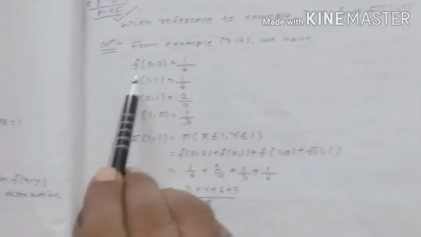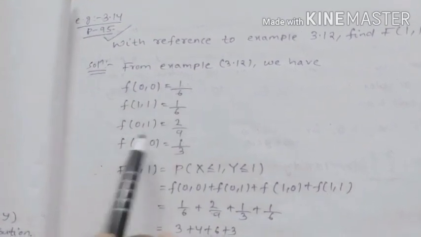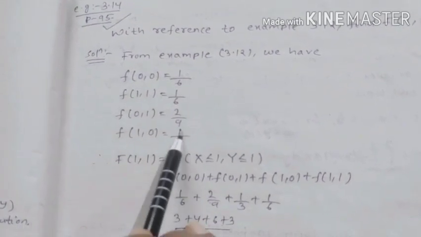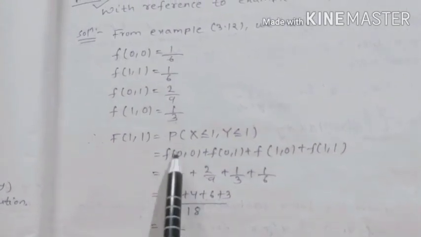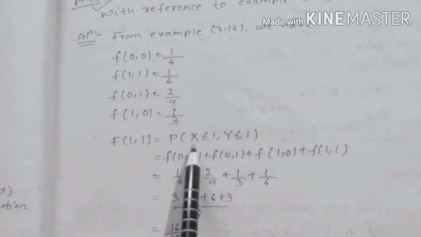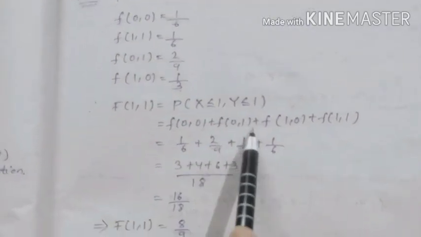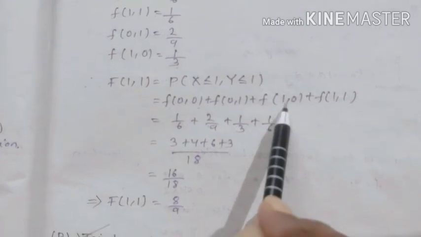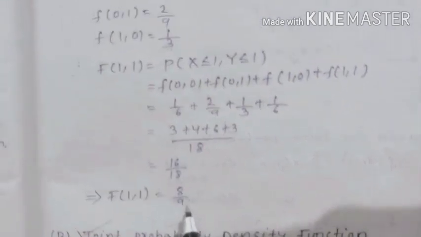Suppose f of 0, 0 equals 1 by 6, f of 1, 1 equals 1 by 6, f of 0, 1 equals 2 by 4, f of 1, 0 equals 1 by 3. We have to find the joint cumulative. Cumulative means we have to find the addition. So P of X less than or equal to 1, Y less than or equal to 1 is f of 0, 0, f of 0, 1, f of 1, 0, f of 1, 1. So what is the sum? It is 16 by 18, that means 8 by 9.